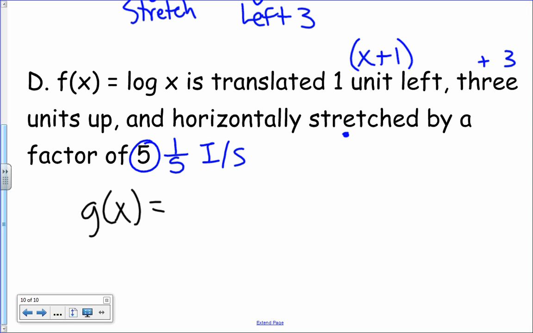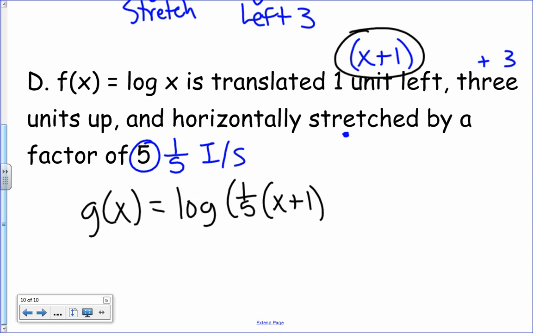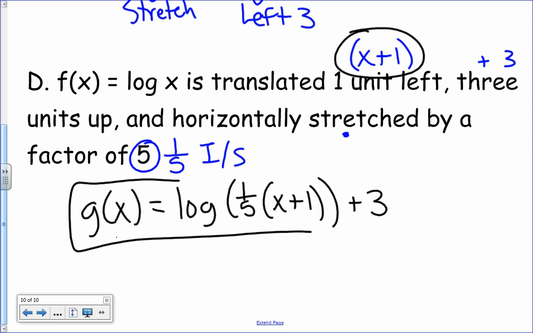There's no vertical stretch, so I'm going to start with log. And I've got to multiply a 1/5 on the inside, but I can't just multiply it by x because I also have this x plus 1 inside. So like we did before, I've got to put that x plus 1 inside. So the 1/5 and the x plus 1 are all inside of that big parentheses. And then at the end, I've got to go 3 units up, so I've got to add 3 to all of that. My 1/5 inside is my horizontal stretch, because we think opposite. My x plus 1 inside is my 1 unit left. My plus 3 outside is my 3 units up.